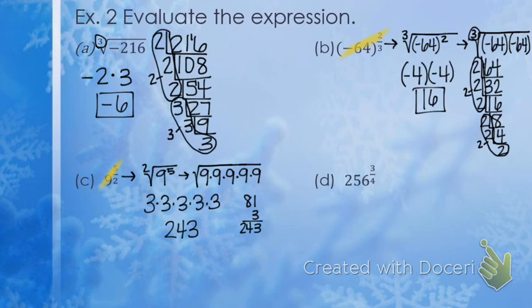Now, take a pause for a second. Look at your root. Is your root even or is your root odd? It is even. Remember, it's an understood 2 right here. So my final answer is not just 243, but it's plus or minus 243.